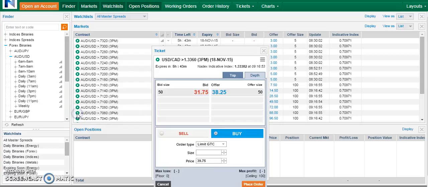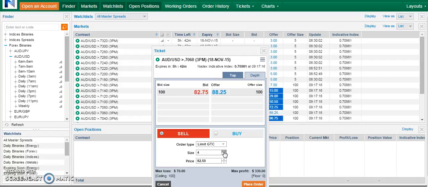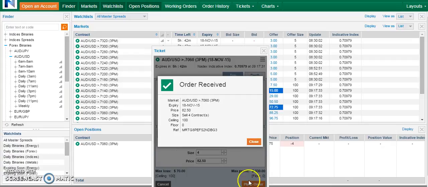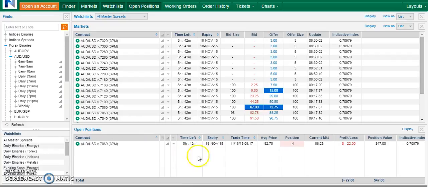And I'm just going to click on this, and it's going to bring up a ticket. And I'm looking to sell at 82.25, 82.50. It's going to fluctuate. So we'll click that price. Just click on it. It will go into the box down here. And we'll go with 4 contracts. So you can see with 4 contracts at $83, we're risking 70 to make 330. Okay? And I'm going to place the order right now. And you saw it just went into the open positions down here.